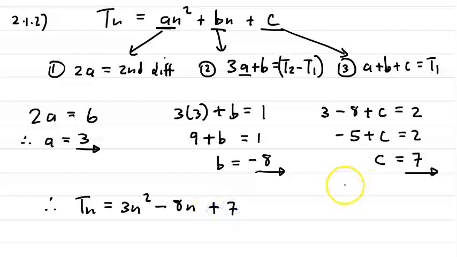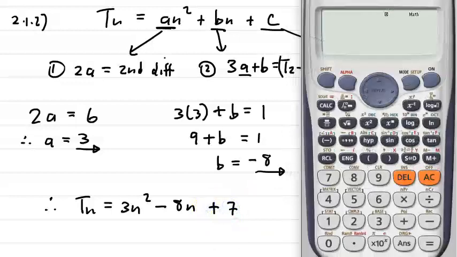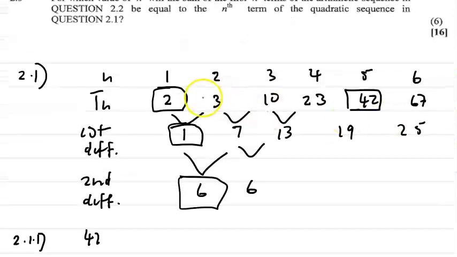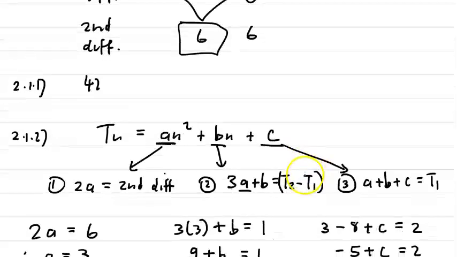One thing I insist learners do is to test out the sequence. So let's see if we get the first term of our sequence. So 3 times 1 squared minus 8 times 1 plus 7 equals 2. So our first term is equal to 2. We can just double check that. So the first term is equal to 2.